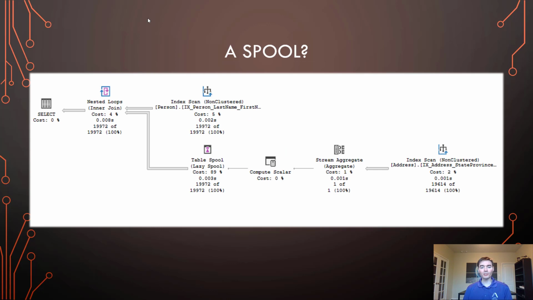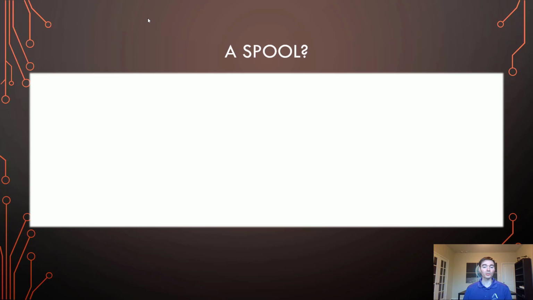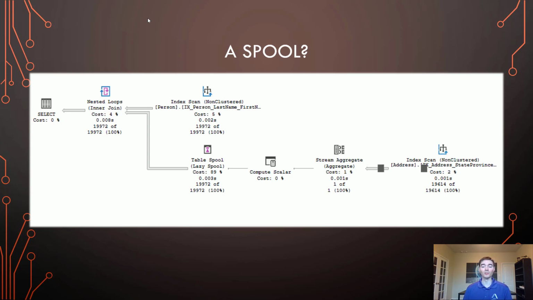And the plan we get has something really interesting. It has a spool. And basically what a spool is, is just a way to store and later reuse results. The way I visualize it is like this. After that first row from the scan comes in, that scan on the bottom, the address, feeds into the stream aggregate. We get that count of rows, and then we store it in that table spool. Then the nested loop can continue reading rows from the scan on person into the table spool, just containing the count.